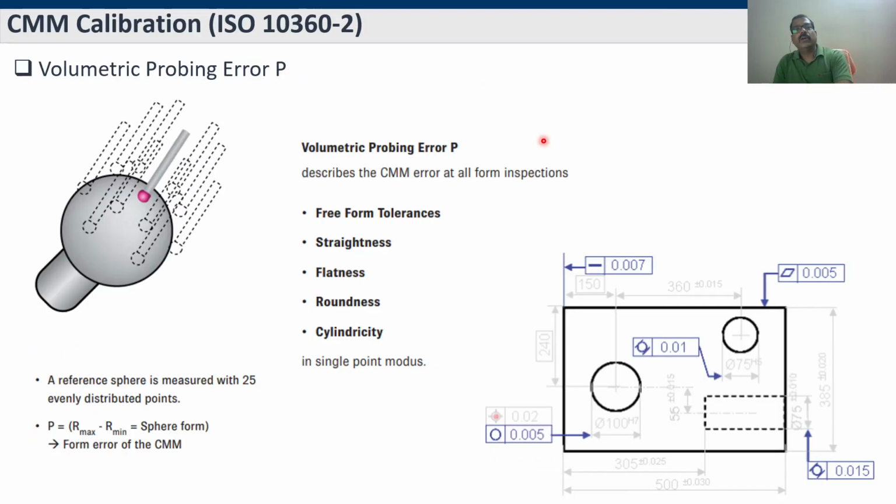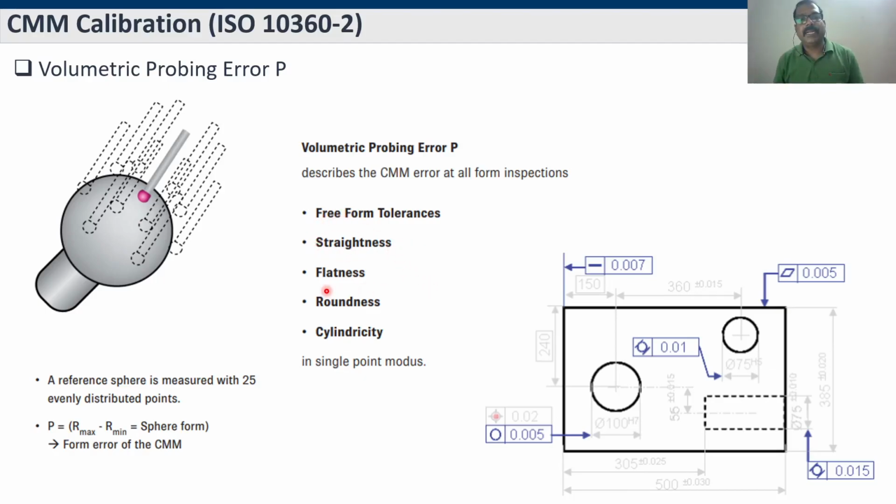Similarly, if you want to go for volumetric probing error, form measurement is also possible through CMM, like straightness, flatness, roundness, cylindricity, circularity, and all. If we want to know how much error there is, we have to measure 25 measurement points, randomly but approximately, following a procedure, like 22.55, like that, 4 points, 4 points, 8 points. You have to measure, tabulate and analyze it, and you can find the form error of the CMM. With that as a reference we can keep.